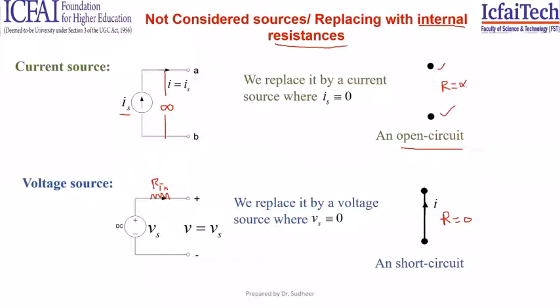So we are replacing the current source with their internal resistance. So remove the current source with open circuit. We are replacing the voltage sources with their internal resistance. Remove the voltage source and replace it with short circuit. Okay, so in this way, whenever you are considering one voltage source, replace all other voltage and current sources with their internal resistance.